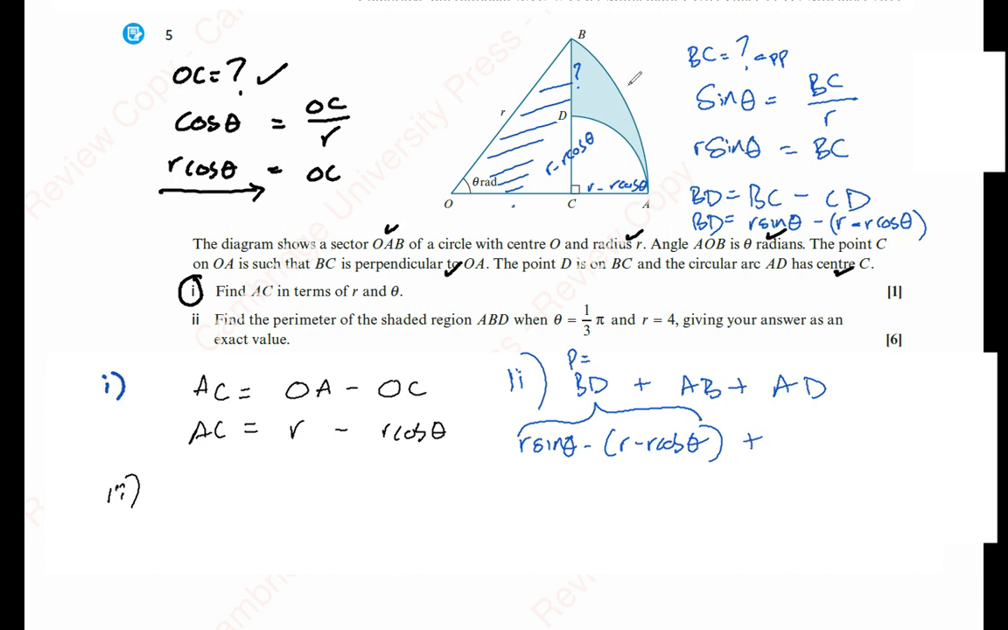Now, let's find AB. AB is arc length. Remember, arc length is theta R. How did we get that? Theta over 2 pi multiplied by circumference, 2 pi R, that cancels, leaving you theta R. So that's going to be theta R, stays theta R. That's R, that's theta, so that's theta R. So theta R plus AD. AD is 90 degrees as the angle.